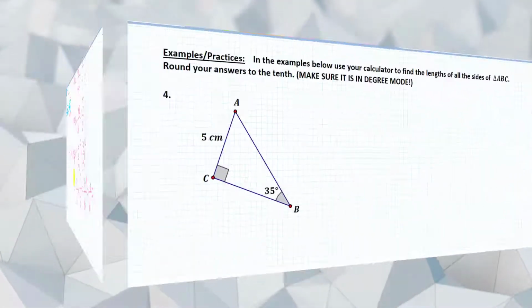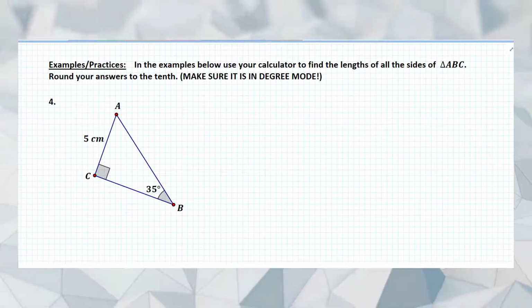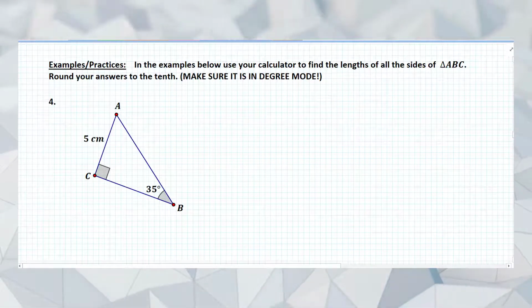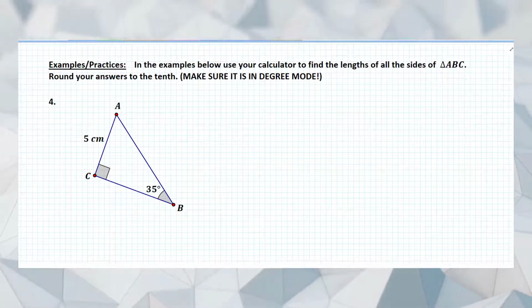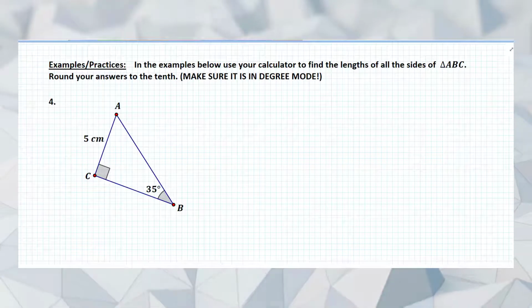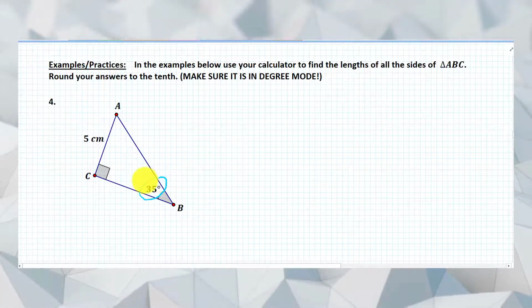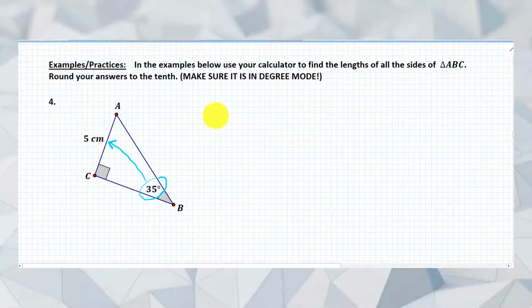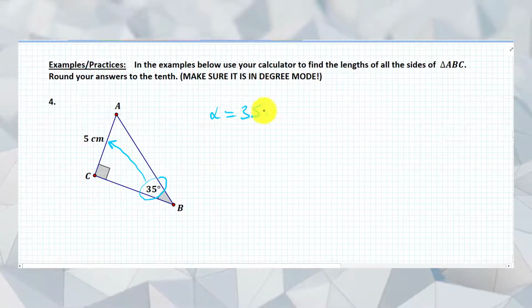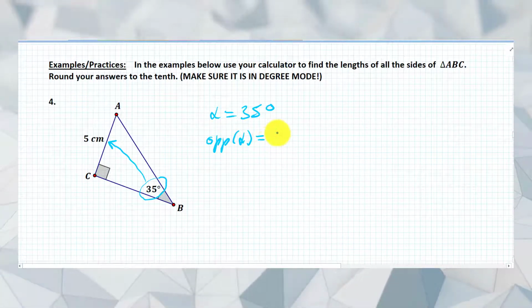Let's continue. So in the second set of examples, I am given a right triangle with some information, including an angle, and I am asked to find all the sides of the right triangle. Okay? Let's see how to do that. So what is given in this triangle? I'm given an angle of 35 degrees, and I'm given the length of the opposite side, 5 centimeters. So the angle is 35 degrees, and the opposite of the angle is 5.